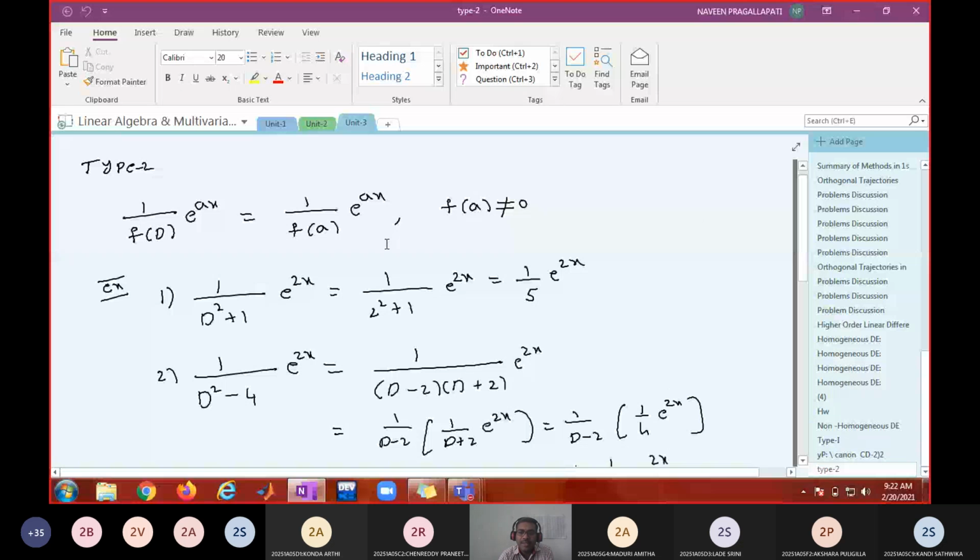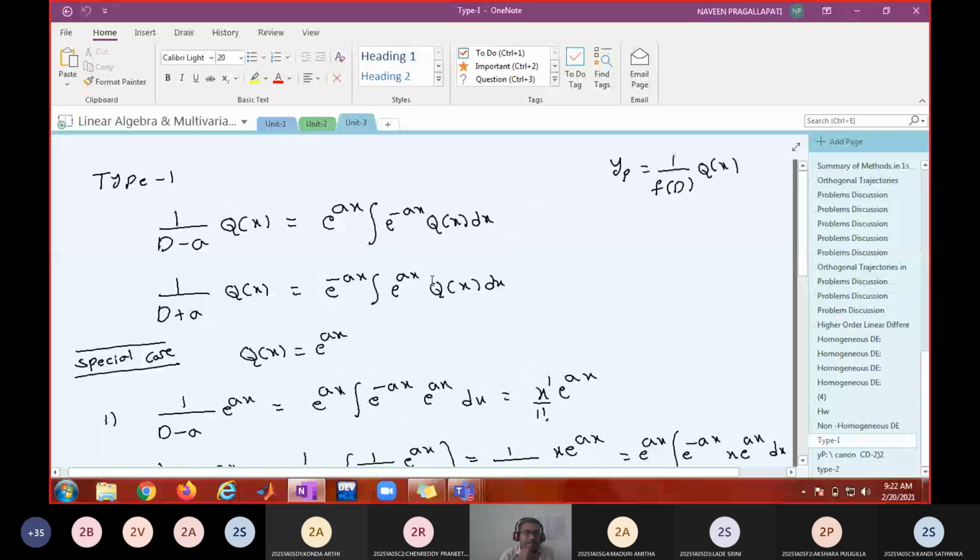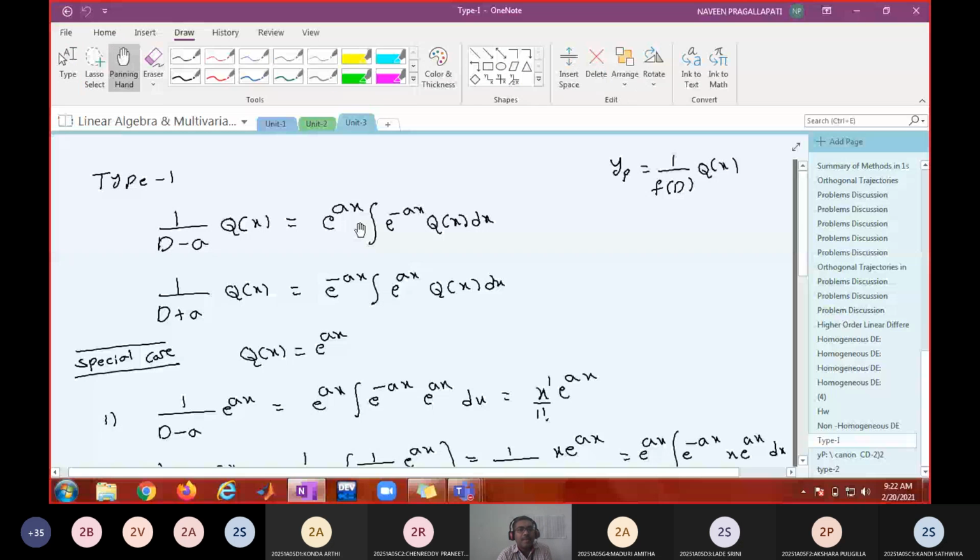So type 1 is about 1 by (D minus a) of Q(x) equal to e^(ax) into the integral of e^(minus ax) Q(x) dx, if f(D) equals D minus a, and for any function Q(x), this is the formula to be applied. Minus a means a, plus a means minus a. After that we have seen a special case of it.